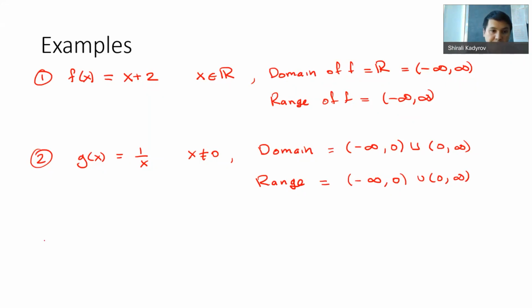Let me do one more example. Let's consider, for example, h of x equal to square root of x. Okay, so what could be my x? We know that inside of a square root we cannot allow negative values, which means my x must be non-negative. So that's the domain, right?